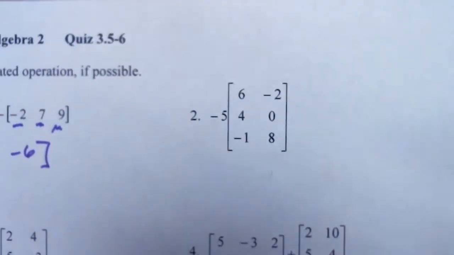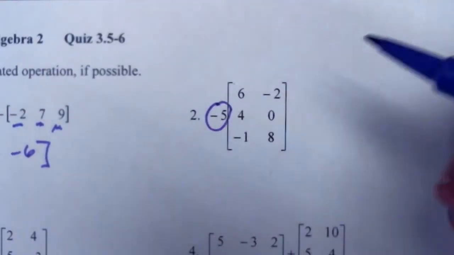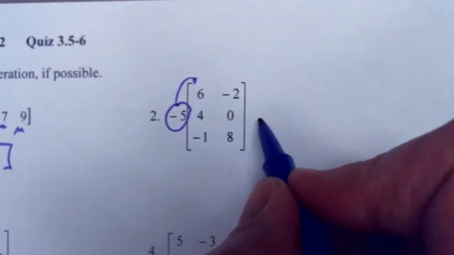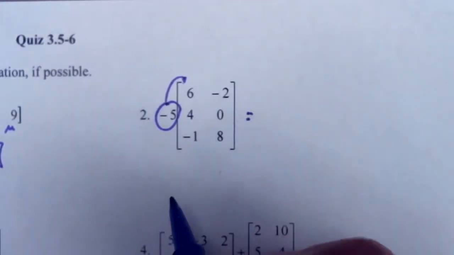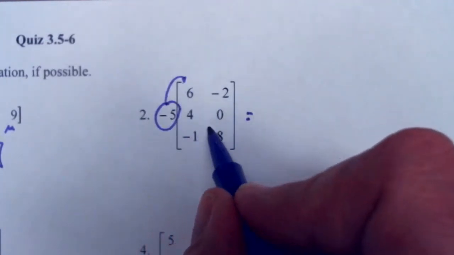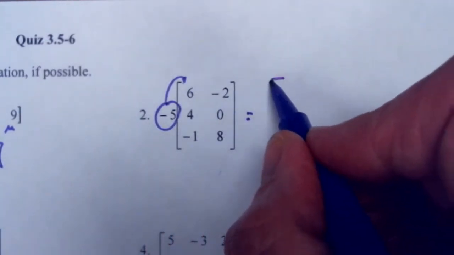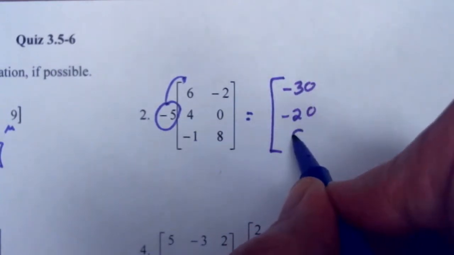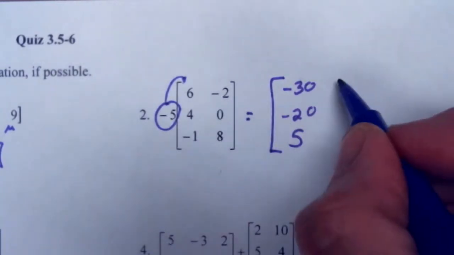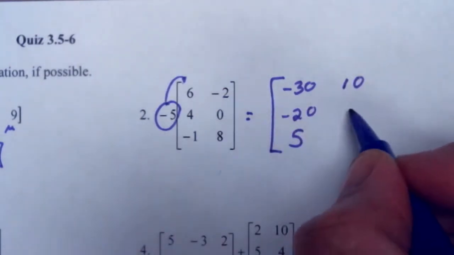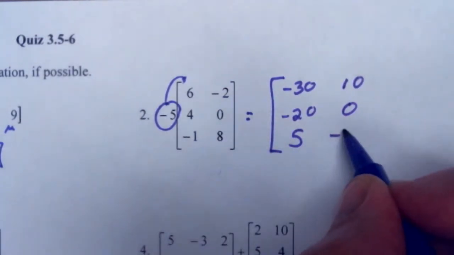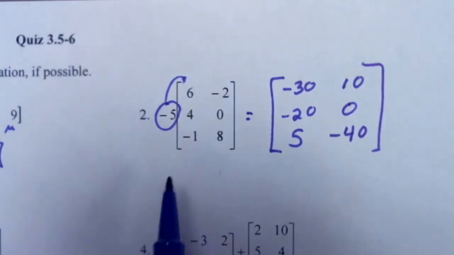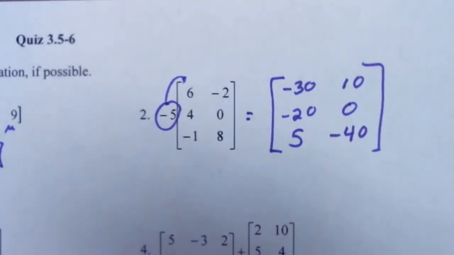Number 2, we're multiplying negative 5, which we consider a scalar, by each term in the matrix. So multiplying a matrix by a scalar. All you do is take every term in the matrix and multiply it by negative 5. So negative 30, negative 20, 5. Negative 5 times negative 2 is positive 10. Negative 5 times 0 is 0. Negative 5 times 8 is negative 40. Okay, so the result has the same dimensions as the original.